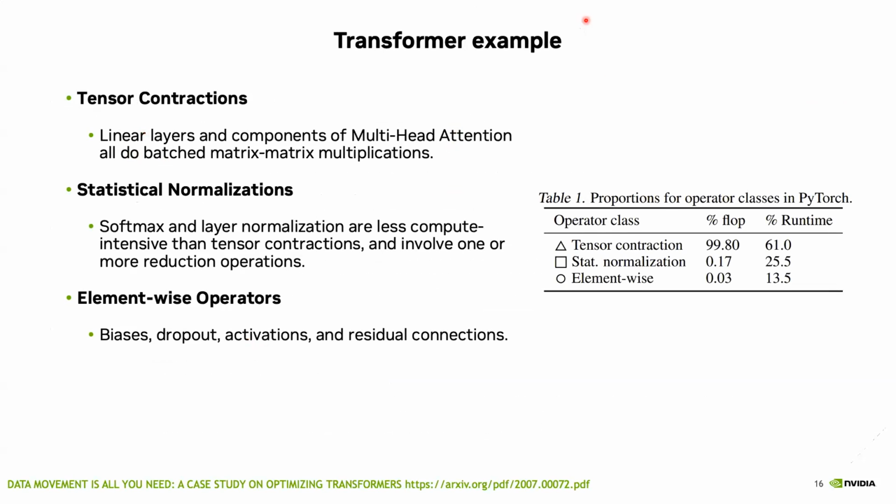Okay. So this particular example is for transformers, they're super popular right now, and we can divide operations there into tensor contractions, statistical normalizations, and element-wise operations. And it's pretty interesting that if I just compute flops of these operations, we're going to see that most flops are in tensor contraction, right?